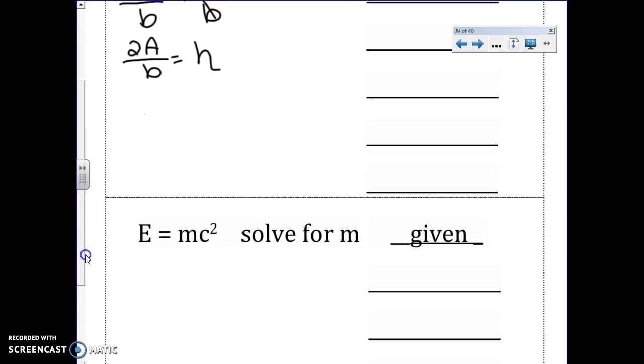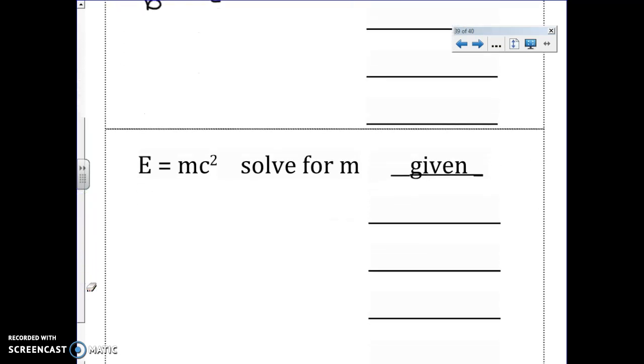All right, so I hope this helped with the literal equations. The last one, I would not have you solve for c squared because we're not going to be doing too many squares in Algebra 1. But go ahead and solve for that m and let me know how you did.